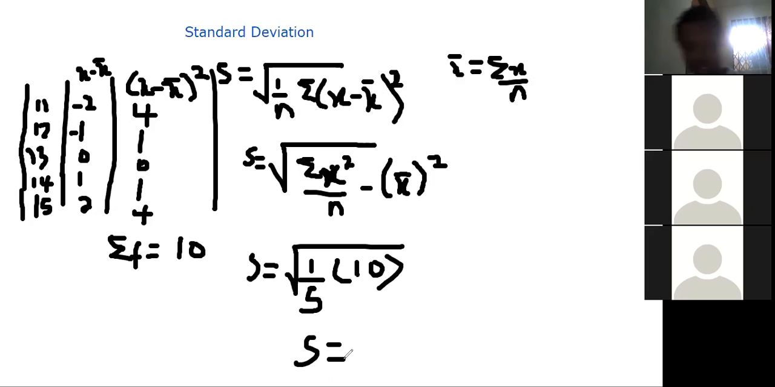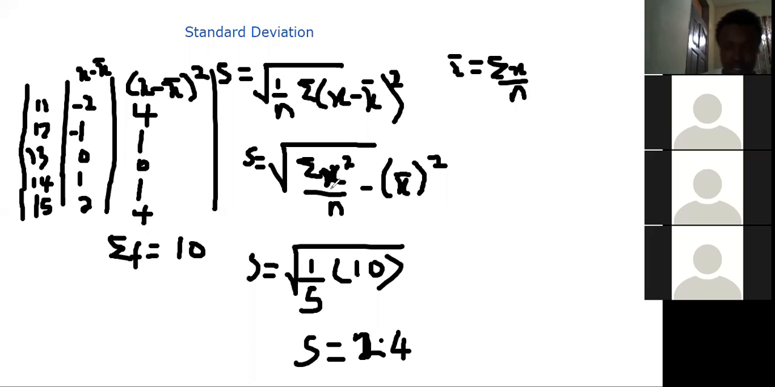What are you getting for x? This will be 2. Oh, I'm wrong. Sorry, this will be root 5. Oh, hey, this will be root 2. So root 2 will be 1 point something, 1.4. So this is 1.4. So that is the first method.